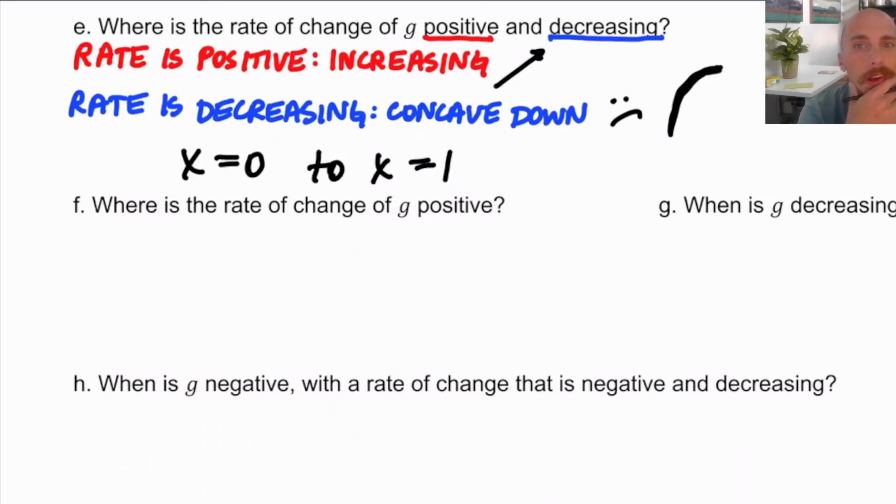Right, I know I've been writing all my answers in inequalities or interval notation, but I just do want to point out that I would be perfectly fine if you said x equals 0 to x equals 1 in words like that. That would be just fine.